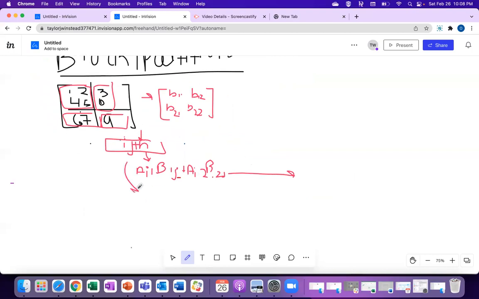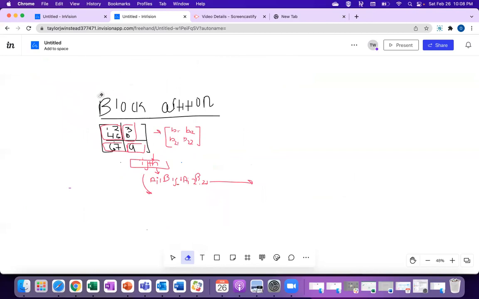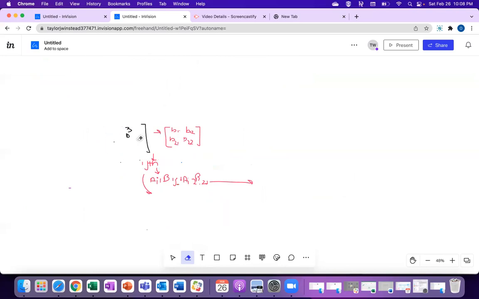But let's look at how this would actually work in action, because this is probably a little confusing to visualize if you don't actually do it. I know it was hard for me until I looked at the example.